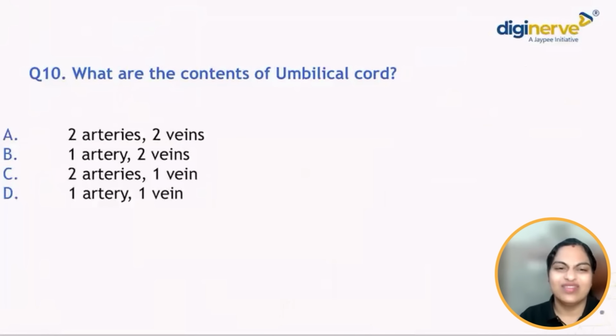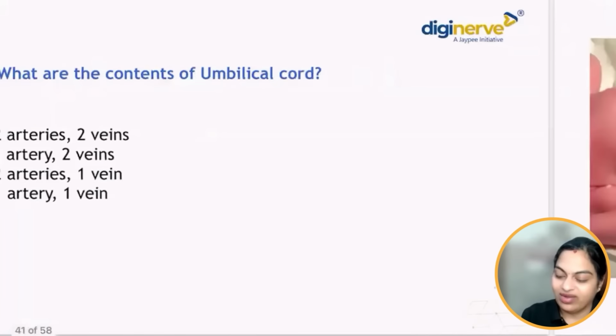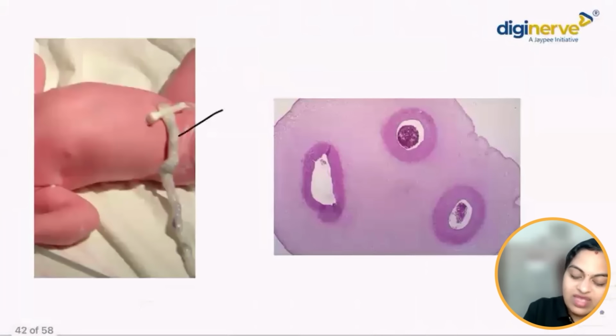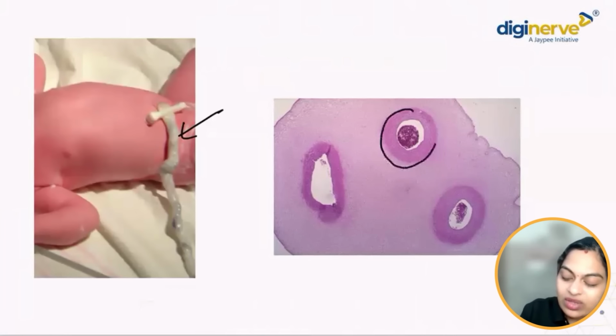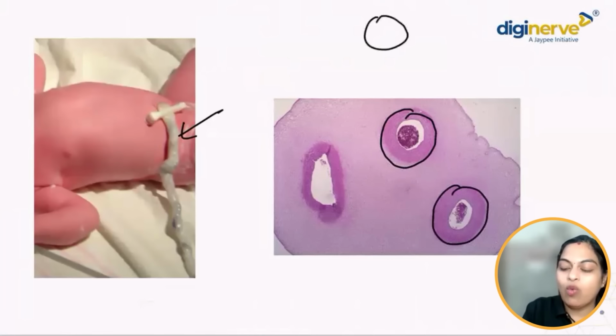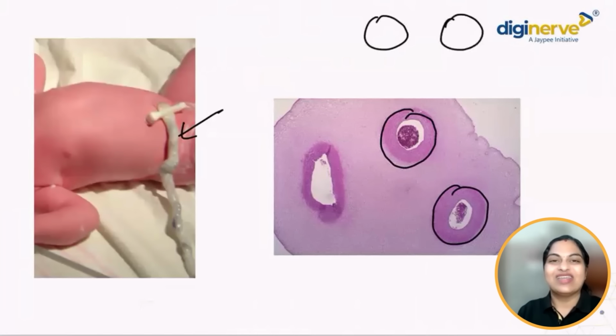And the 10th one is a very easy question. Definitely all of you must have got it right. What are the contents of umbilical cord? All of you must have seen the umbilical cord. Remember the histological image of it? You get to see two thick-walled structures. The two thick-walled structures are the arteries, right? And this thin-walled structure is the vein.